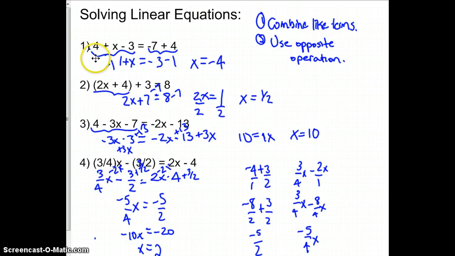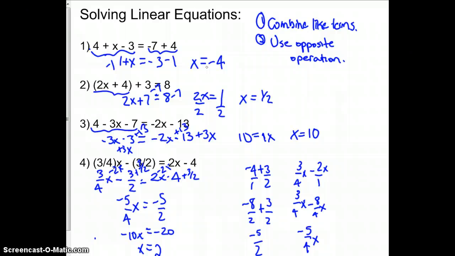If you look at question number 1, we're going to start by combining the 4 plus x and the minus 3. So the 4 and the negative 3 can go together because they are like terms. Like just means that they have the same degree of variable, so 3 and 4 have no variable, so they can be combined. So when we combine the negative 3 and the 4, we get a positive 1 plus x. Now to move that positive 1 to the other side, we need to use the opposite operation, which is subtracting. So we'll subtract 1 then to both sides. And your final answer is x equals negative 4. Go ahead and try this for all the other questions.